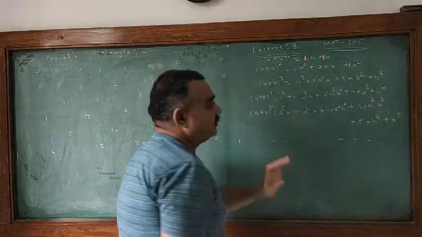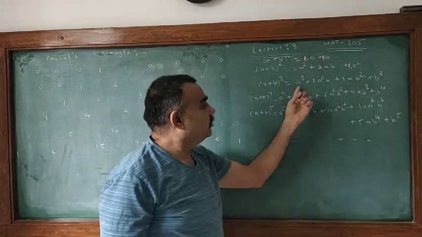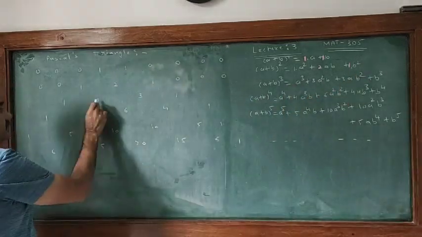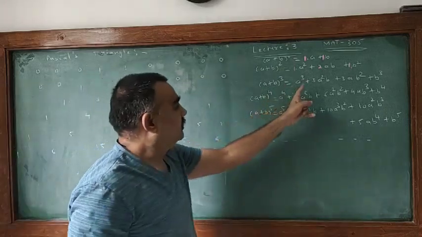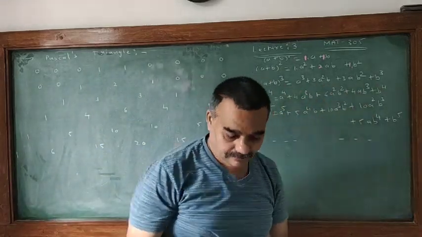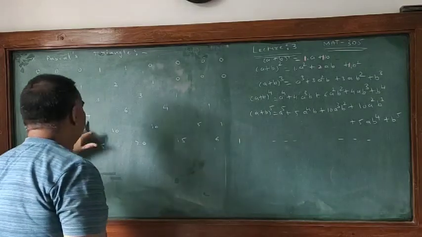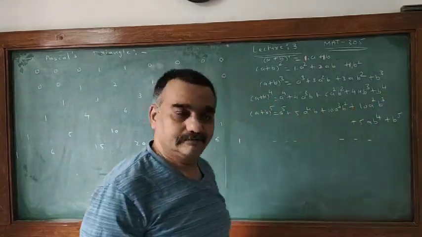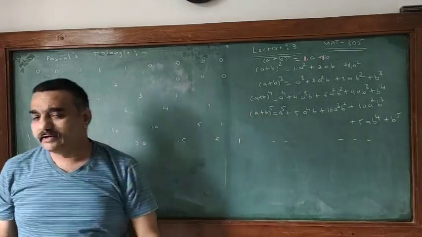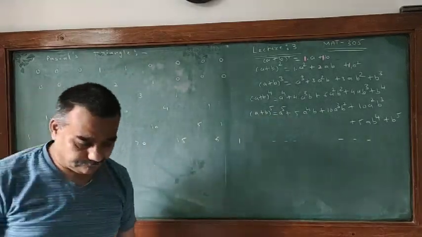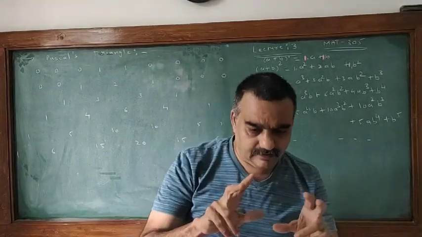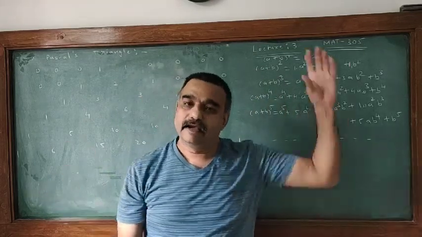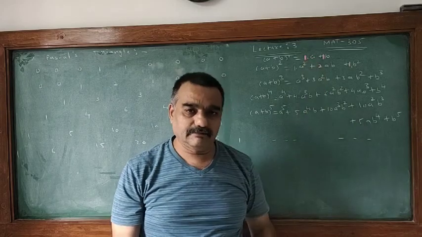Then a plus b cube, that is a cube, 3. You know this. But what is the meaning there? 1, 3, 3, 1. Then take 1, 4, 6, 4, 1. And similarly for others. So just pay attention to the Pascal triangle and this expansion. This is binomial expansion.